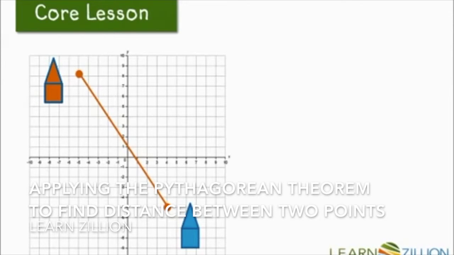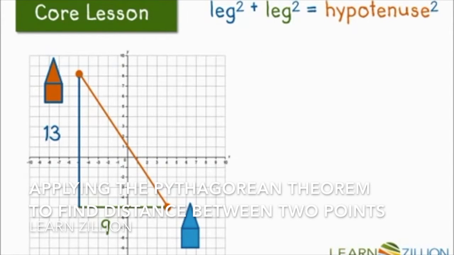So how can I find the shortest distance between these two houses? Well, once again, you want to create a right triangle. Here one leg has a side length of 13 and the other leg has a length of 9, and I'm going to put these values into the Pythagorean theorem to find the shortest distance between the two houses.